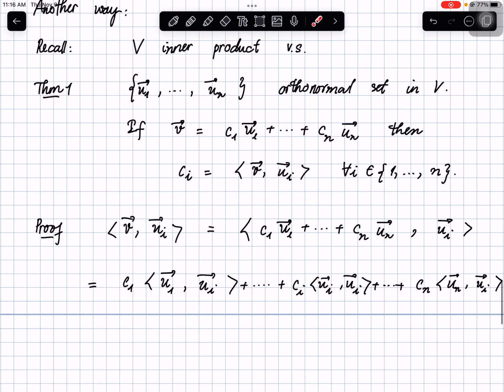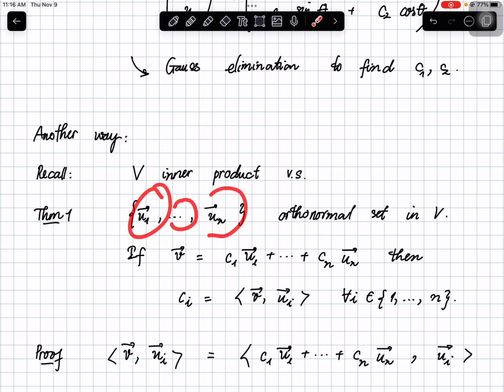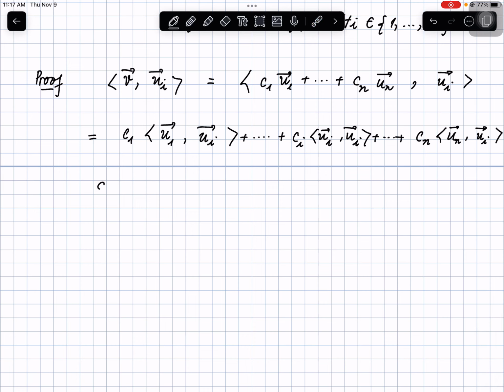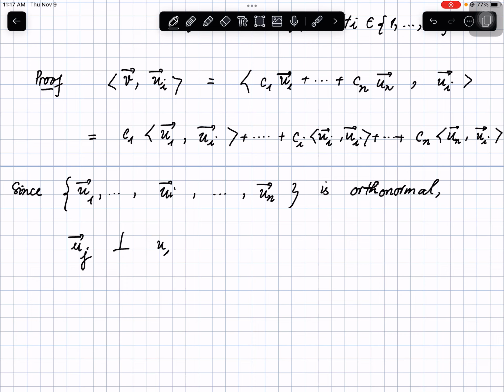So recall that this set of vectors U1, U2, Ui, Un, they are orthonormal, right? These vectors are orthonormal. This means that Uj is orthogonal to Ui for j different from i, right? So any two vectors in the set must be orthogonal. And the second one, we have the norm of Ui is 1 for all i. We need the two conditions.